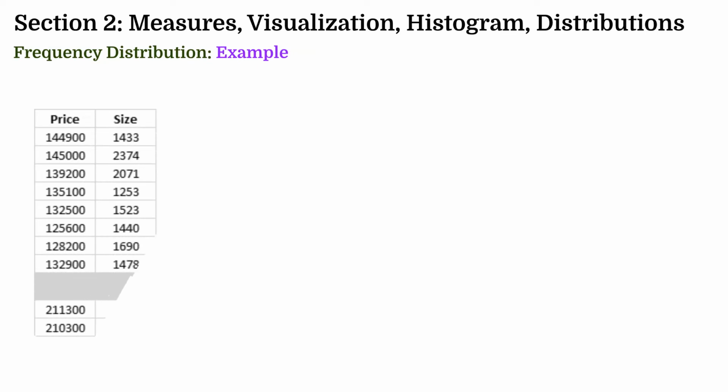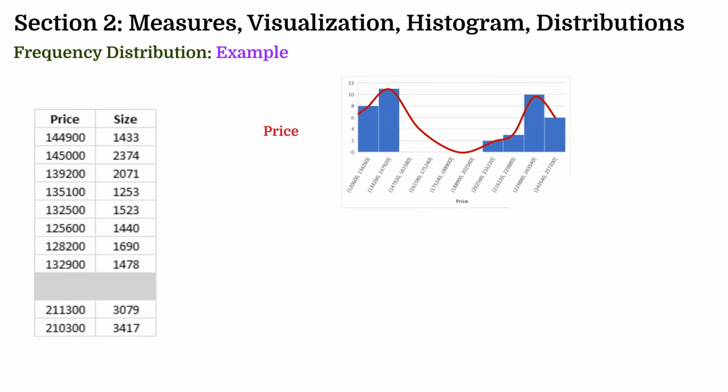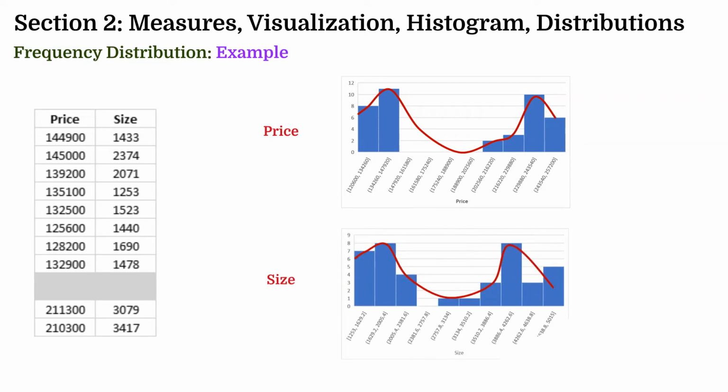Frequency distribution example. We have home sale data with two variables, price and size. For the price, I draw the histogram and I connect the top of the bars via a curve, and that creates the distribution of price. Same for the size. I have the histogram, I connect the top of the bars, and I have the distribution of size. These are bimodal distributions.